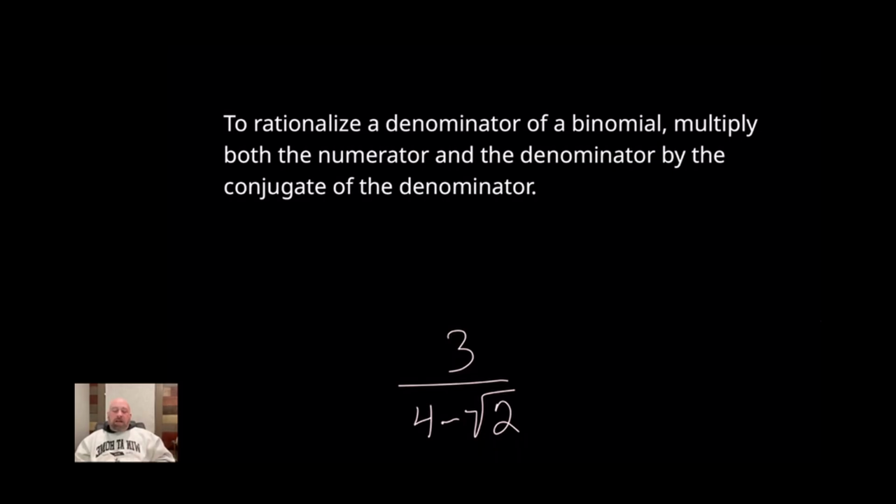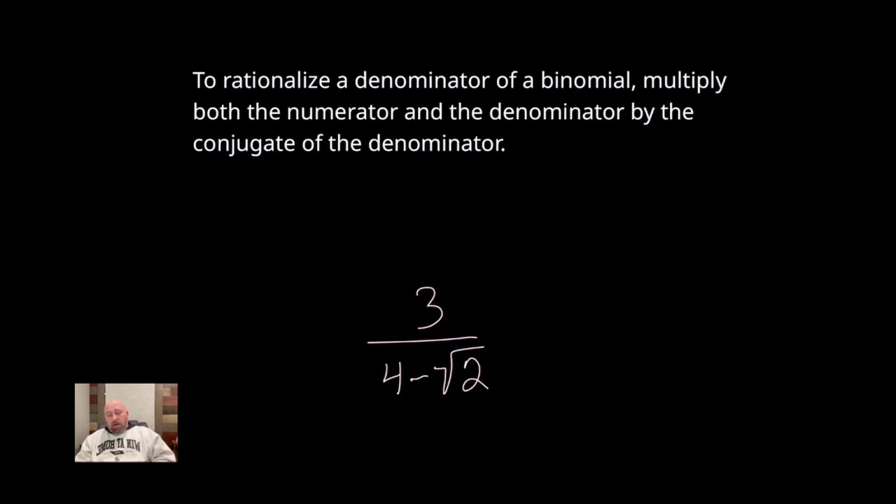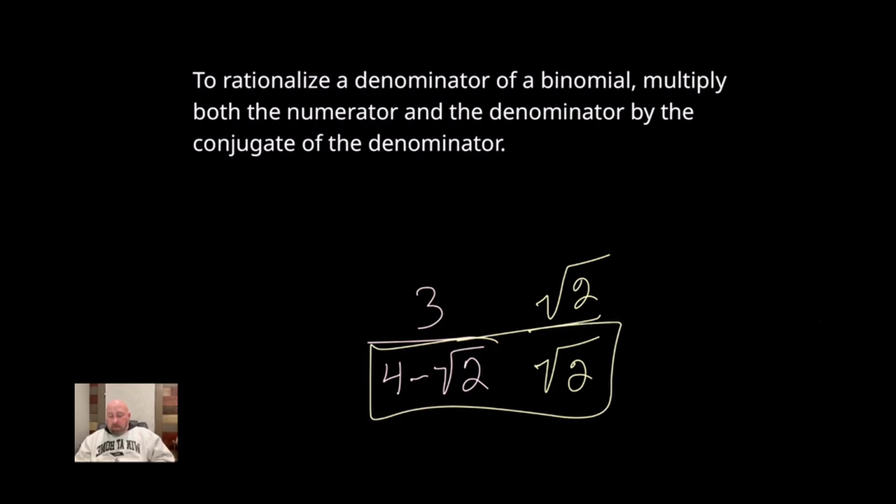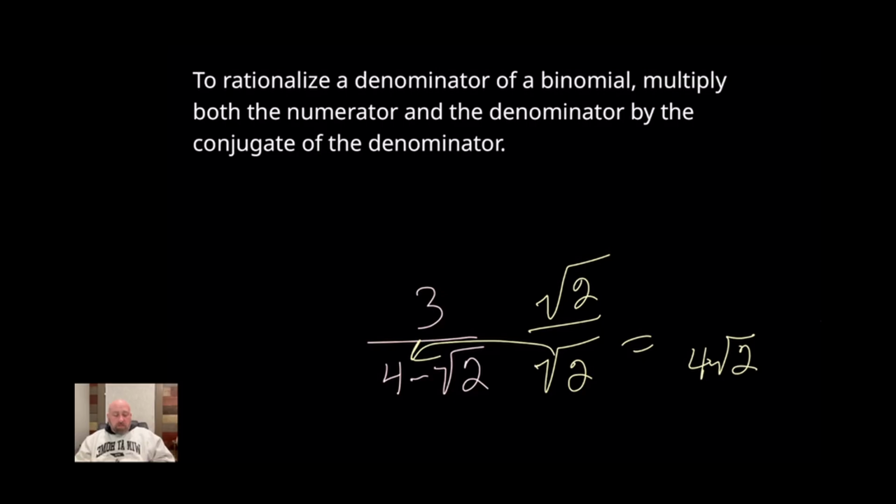All right. Next thing and last concept for this chapter. To rationalize a denominator of a binomial, multiply both the numerator and the denominator by the conjugate of the denominator. So when you see this radical in the denominator, you can't just solve it by saying, oh, I'm just going to multiply both things by the square root of 2. That's not going to solve this, because when you try to do that, you're going to end up with 4 square root of 2. So you still have a square root in your denominator. So that's not going to work.